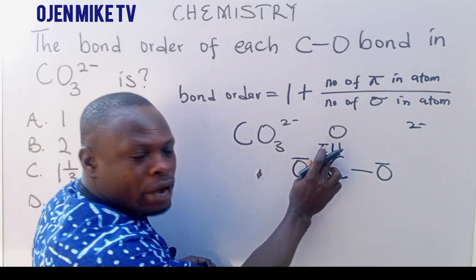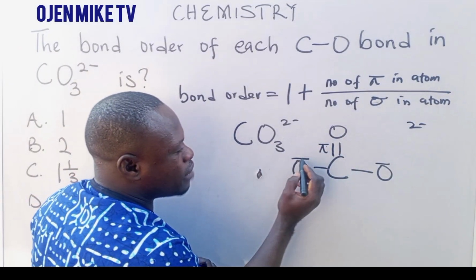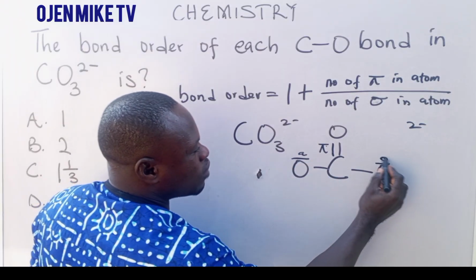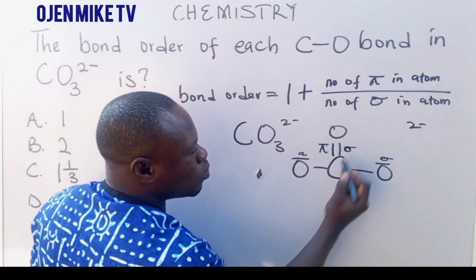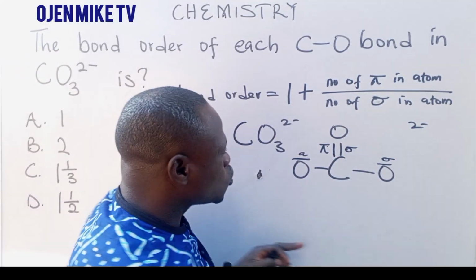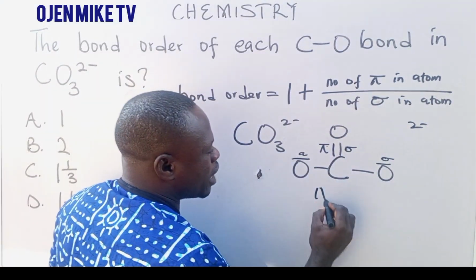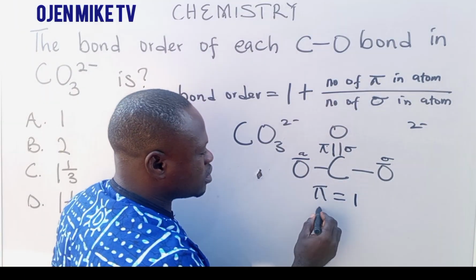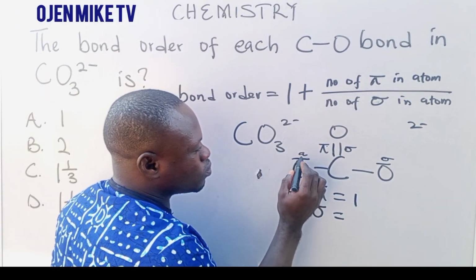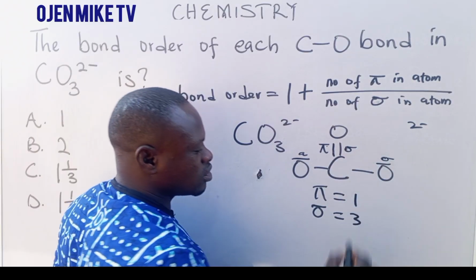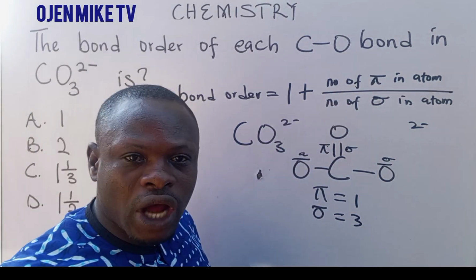A double bond is a pi bond. How many sigma bonds do we have? We have 1 sigma bond, and we have 1 sigma bond, and 1 sigma bond. Each pi bond contains a sigma bond. So the number of pi bonds is equal to 1. The number of sigma bonds: we have 1, we have 2, we have 3. So it is 3. We now go and substitute into our formula.